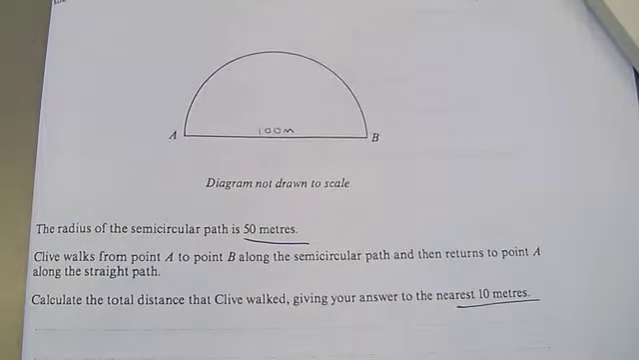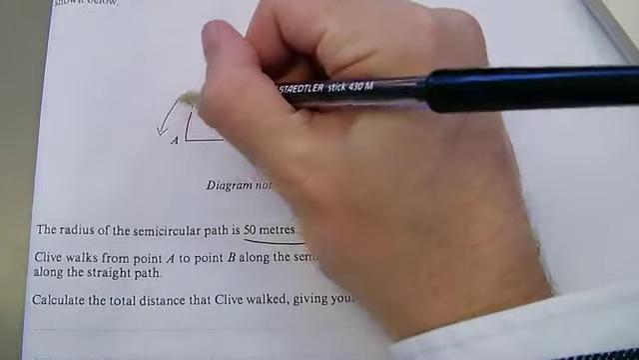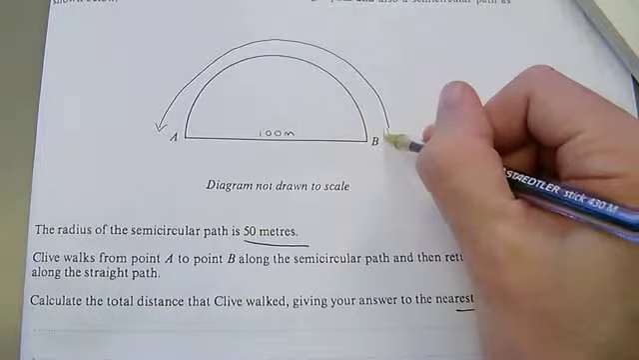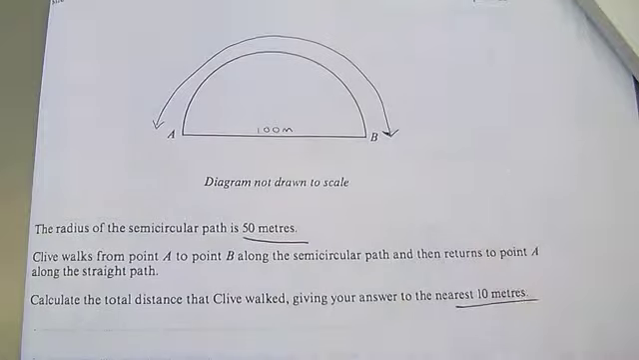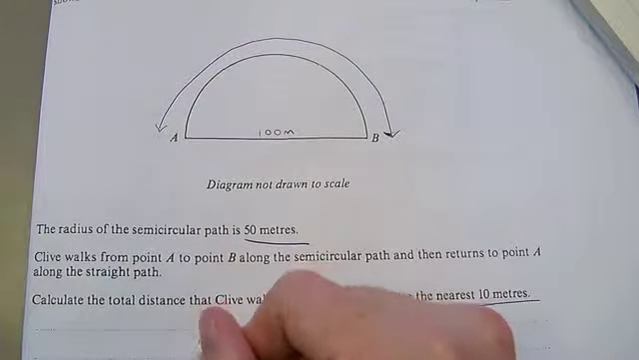Okay, so this bit here, I need to work out. We've already worked out A to B, that's 100. I just need to work this bit out now. 2 pi r over 2.